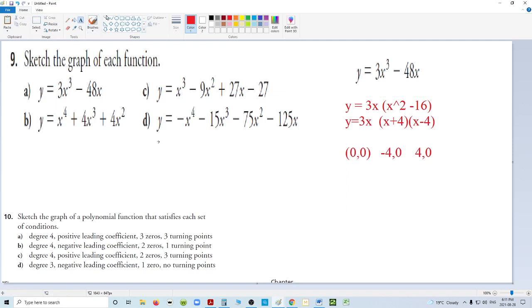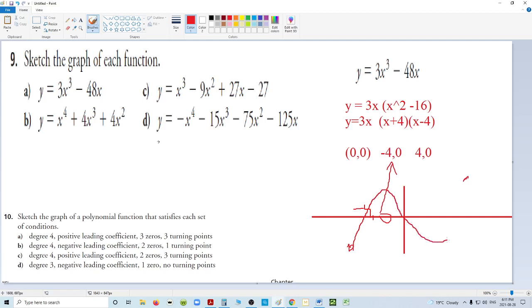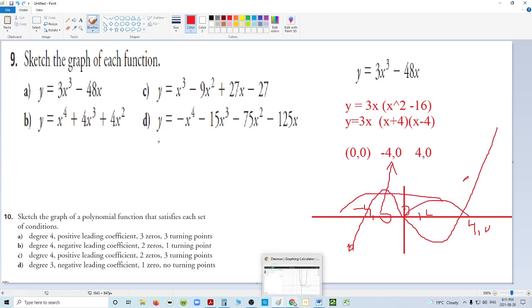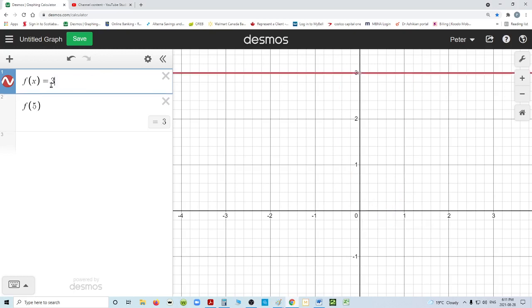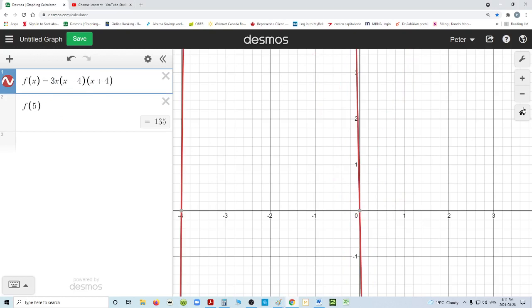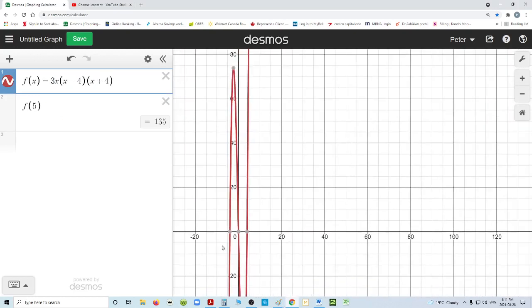I know it's a quartic. I know it has a positive leading coefficient, which means it's going to start here and end up here. It's going to come up through minus 4, 0, which is the farthest left point there. It's going to bounce back and come down through 0, 0, and then going to go up through 4, 0 over here. And you want to label each of your points. And it's actually going to be more symmetrical than this because 4 and 4 are on equal sides. And we can see it just by doing it. Yeah, the only thing is it goes way up and way down.